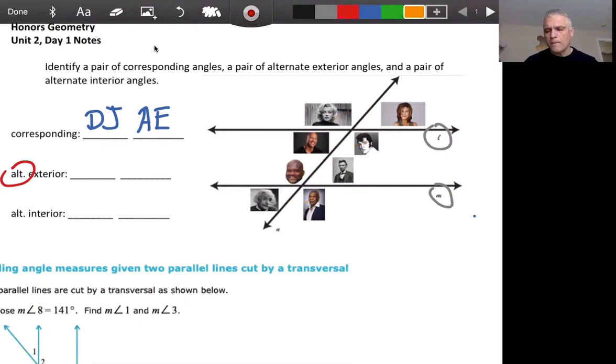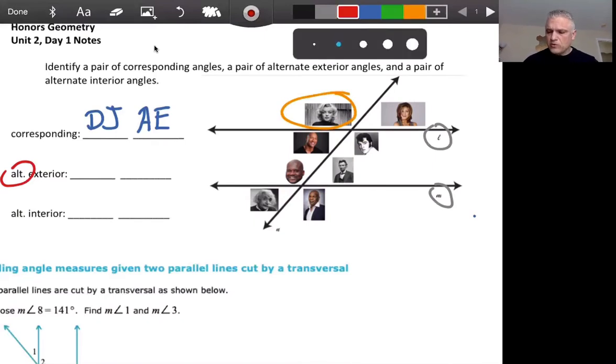All right, so exterior angles, as we said, we could pick any of these four. Okay, let's start by picking one that we haven't picked here yet. Let's pick Marilyn Monroe.